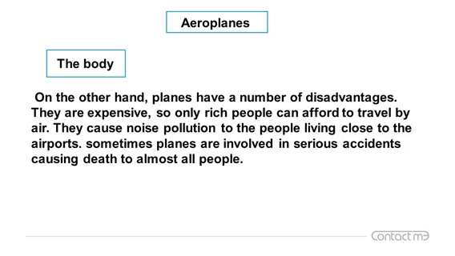They are expensive, so only rich people can afford to travel by air. They cause noise pollution to the people living close to the airports. Sometimes planes are involved in serious accidents, causing death to almost all people. So you can see the body has two paragraphs. One deals with the advantages of airplanes, and the second deals with the disadvantages of airplanes.